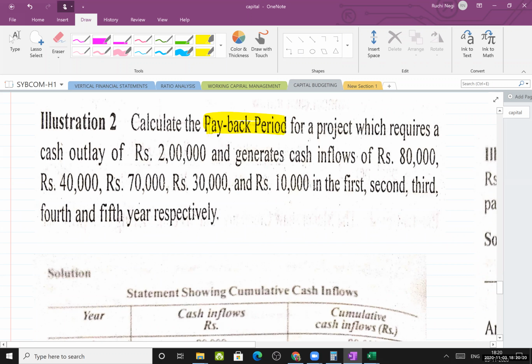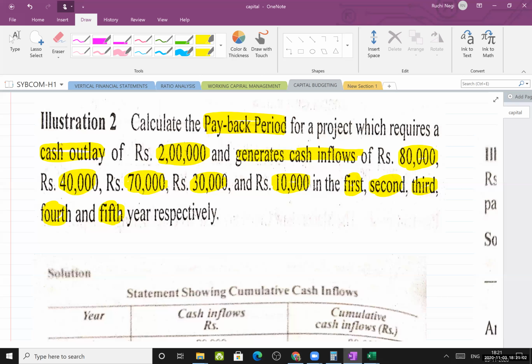Calculate the payback period for a project which requires a cash outlay of 2 lakhs and generates a cash inflow of rupees 80,000, 40,000, 70,000, 30,000 and 10,000 in the first, second, third, fourth and fifth years. So there are 5 years. So you just have to calculate the payback.